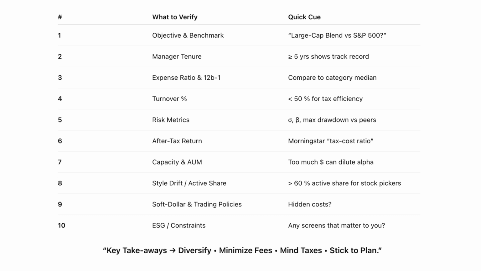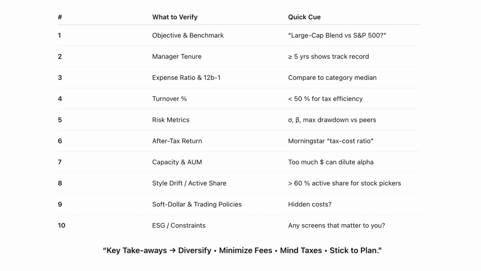2, manager tenure. Skill compounds, turnover at the helm resets the clock. 3, expense ratios and 12b-1 fees. If the fee is above your category median, demand a reason. 4, turnover percent. High trading equals higher taxes and slippage. Under 50% is decent for equity, single digits is excellent. 5 is your risk metrics.